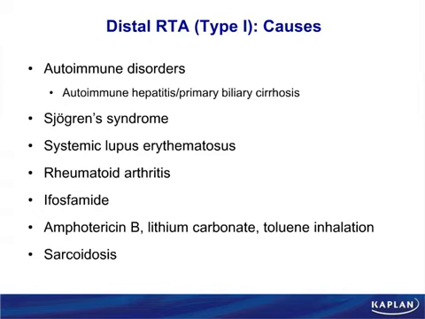So a lot of teenagers, they sniff glue. Why do you sniff glue? To get high. You sniff glue to get a nice high, and then you get distal RTA, and now you have alkaline urine. So glue sniffers, toluene, you can get a distal RTA.